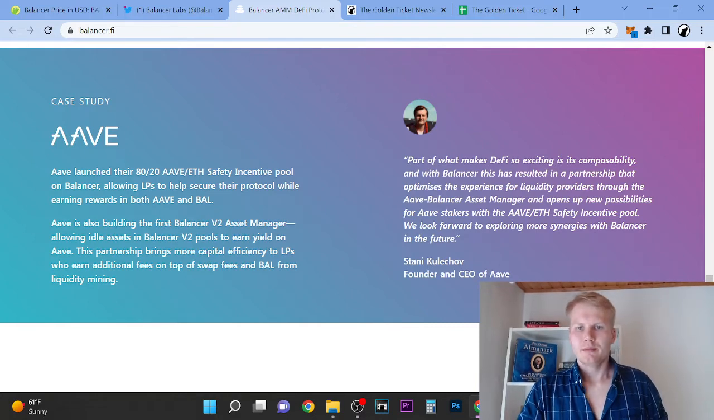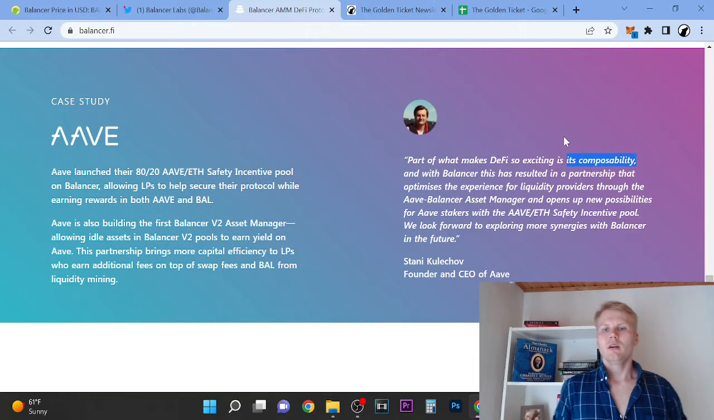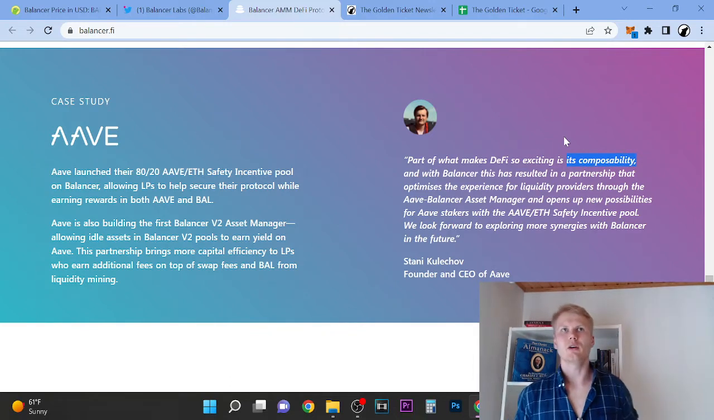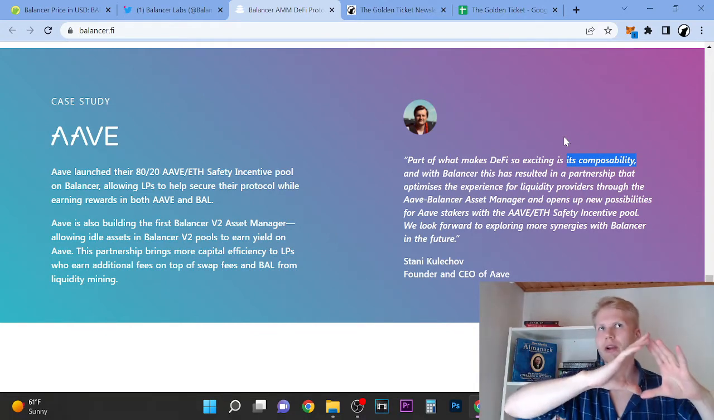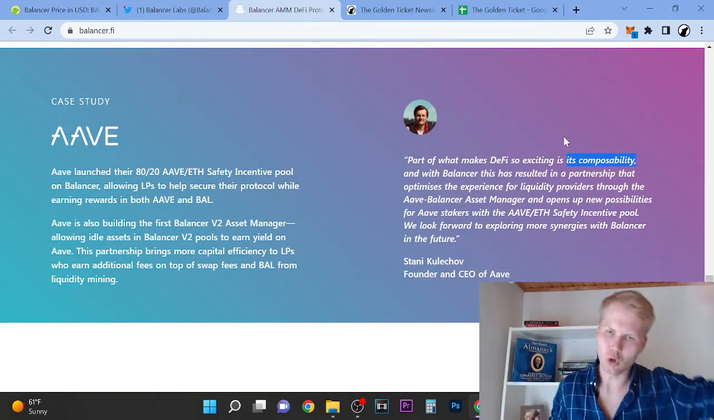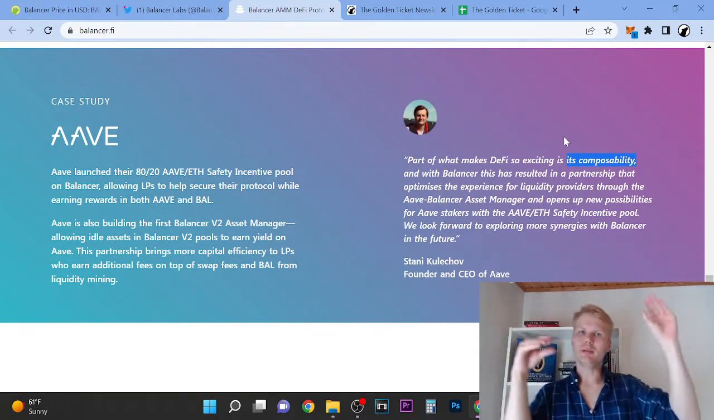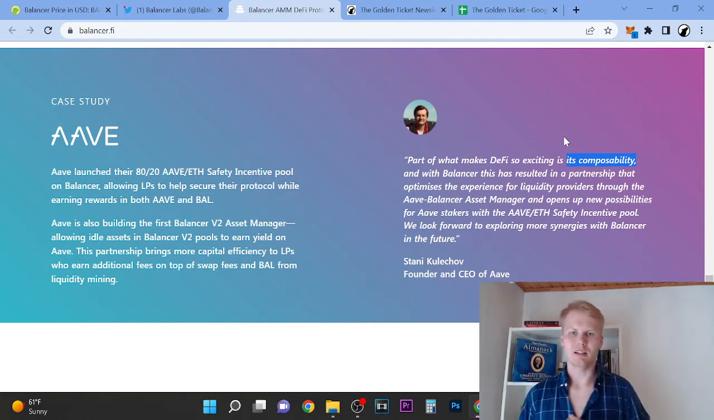Okay, so part of what makes DeFi so exciting is composability. Like I just said, on traditional software, when you create a piece of software, you can't link it anywhere else. It's just its own thing. But on Ethereum, when you build it, it's like money Lego. So you can combine, and the composability is absolutely crazy.